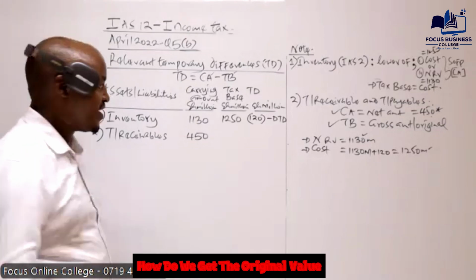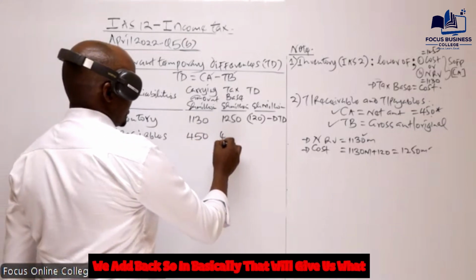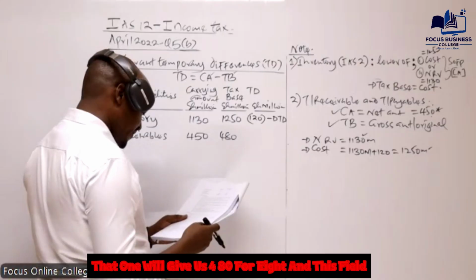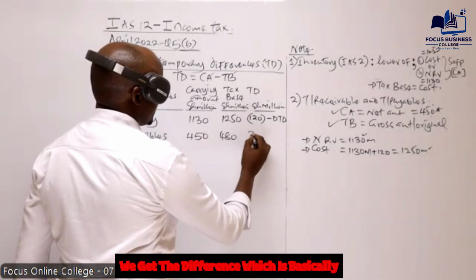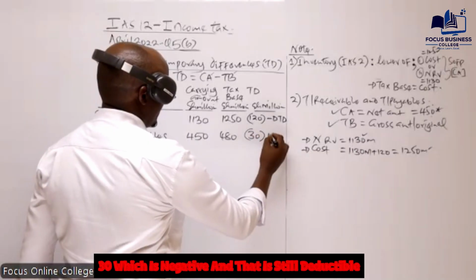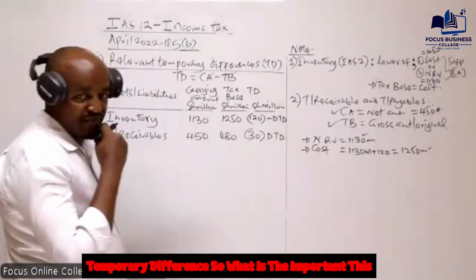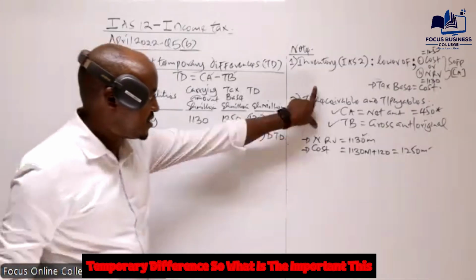How do we get the original value? We add back. So basically, that will give us 480. And then we get the difference, which is basically 30, which is negative, and that is still a deductible temporary difference. So what is important? This.